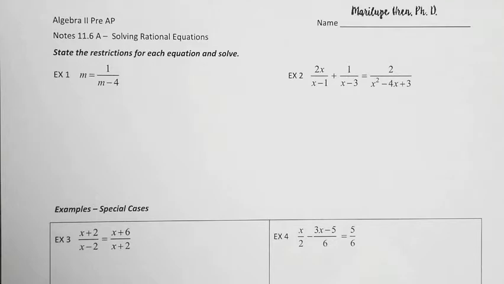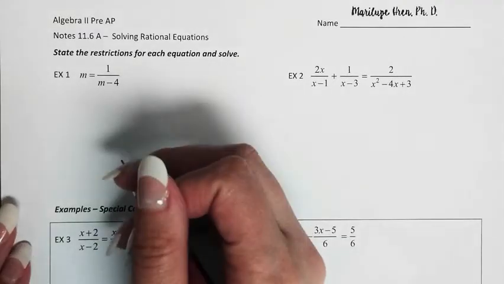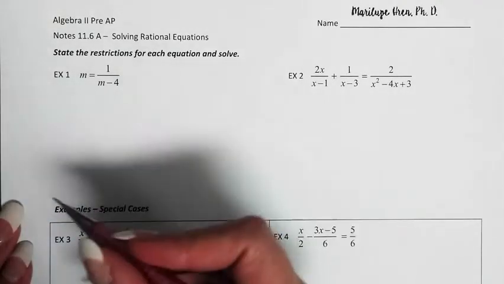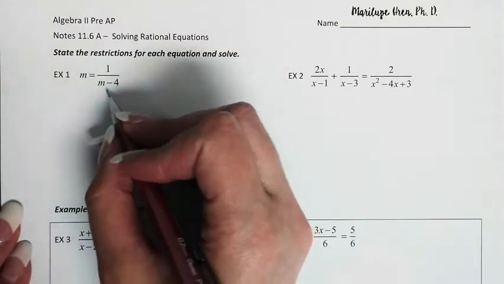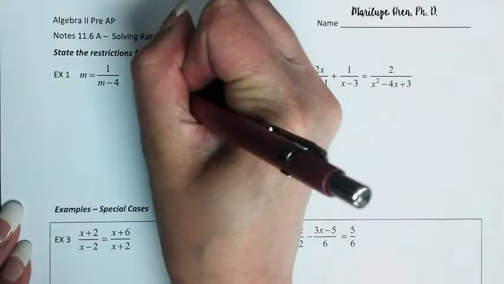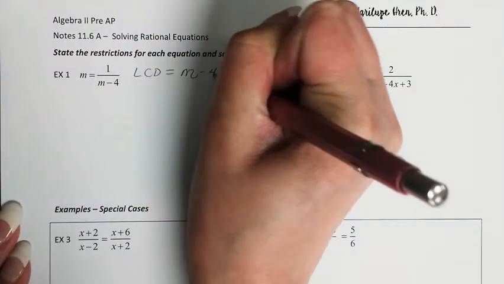Hi guys, today we're going to learn about how to solve rational equations. So the first thing that you're going to do when you have a situation like this is get the least common denominator of the denominators. Here it's pretty straightforward because you only have m minus 4, so the least common denominator for this equation is going to be m minus 4.